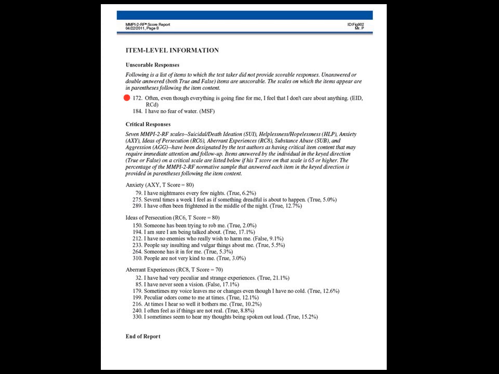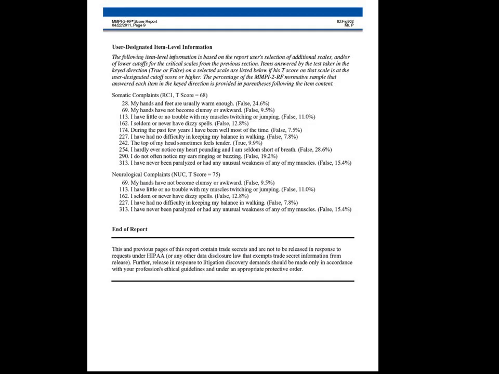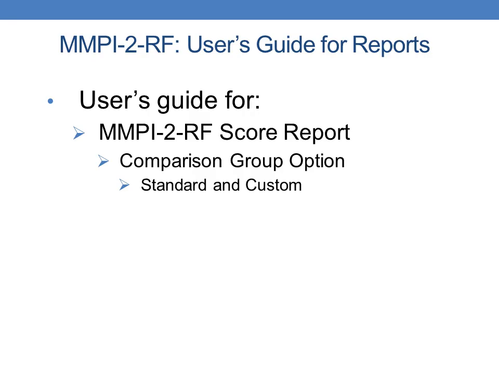You also see the item level data. So these are the 2 items that the person left blank. Then you also have some critical responses. So these are things like the person endorsing the suicidal items, items on anxiety, ideas of persecution, and aberrant experiences, which are also reported here. You can also designate if you want to see the items on certain scales. You're not going to get this automatically, but you can set it up so that, let's say I want to see all of the items on somatic complaints and neurological complaints because I want to follow up and query any of those types of items. You can designate that here in the report.